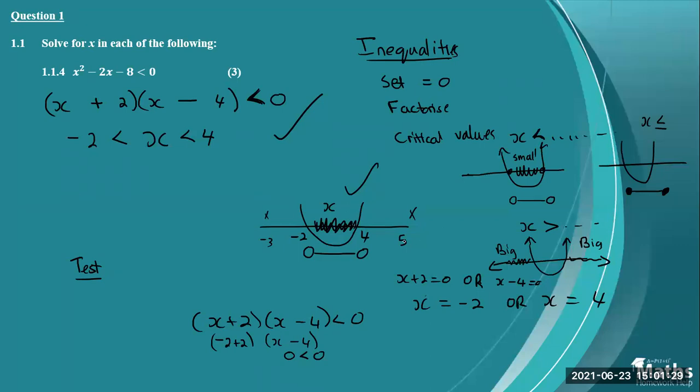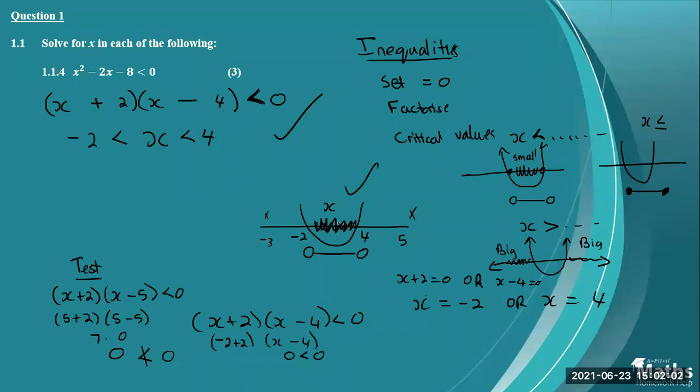So if I must test where x is 5, I expect my answer to be wrong. Meaning the answer won't be smaller than 0. Let's see if I put in 5 there. Already I see a 5 minus 5 will be 0. And this is 7. And 7 times 0 is 0. And 0 is definitely not smaller than 0. So we know those answers won't work.